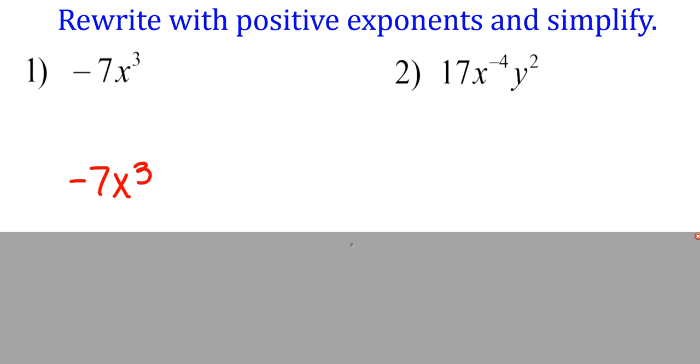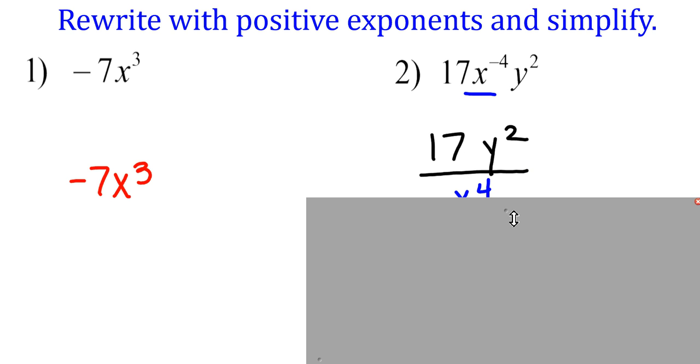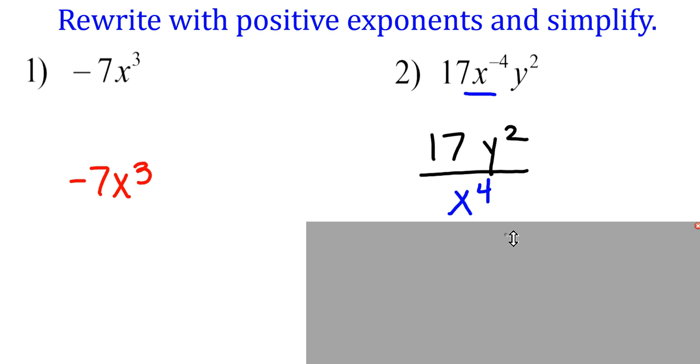Now in number 2, we've got 17x to the negative fourth, y to the second. And your eye should be drawn here where you have x as the base and you've got the power of negative 4. That power, since it's negative, is telling you that it belongs in the denominator. So let's rewrite it where it belongs and see if there's any more simplifying we can do. So we should have 17y to the second divided by x to the fourth.